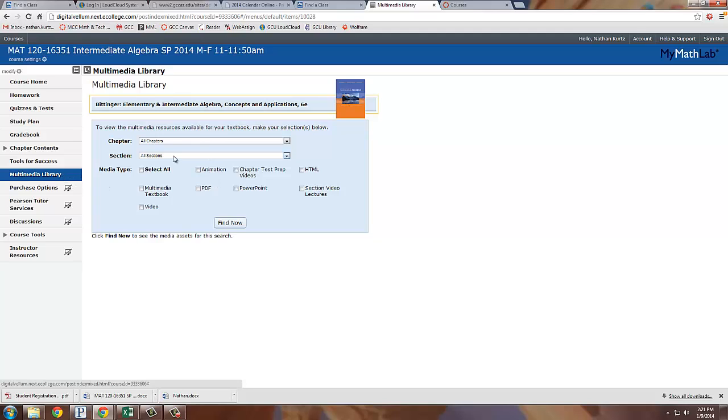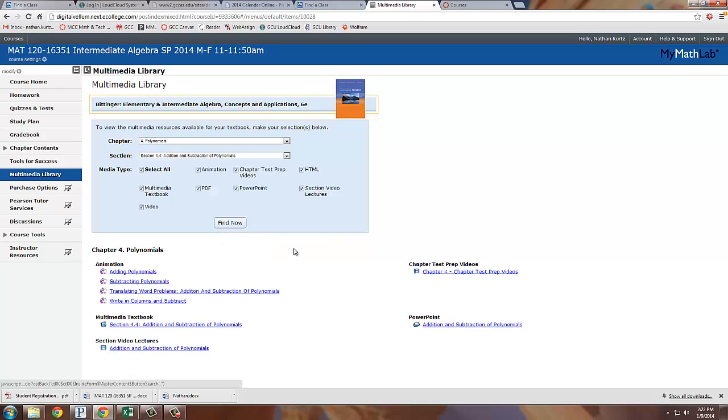And what you'll do is go into the Multimedia Library and pick the exact section that we missed. So for instance, I believe we started with section 4.4. If you missed that lecture, click Select All, Find Now, and here's all the different resources that are available for us online. So for instance, all those animation slideshows showing you step by step how to work through the different types of problems. You can see the chapter test prep video, which gets you ready for understanding what material you're going to do for the actual chapter.